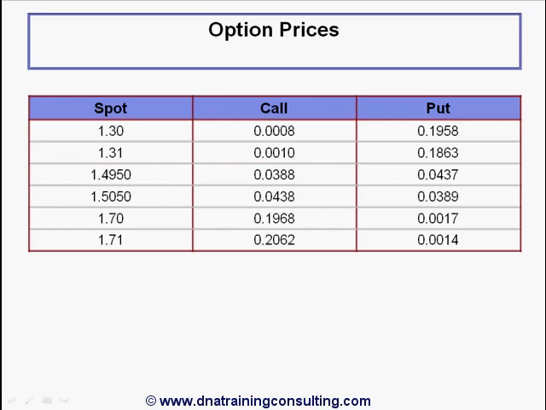For puts, the following can be observed from our table. At 170, the put is deep out of the money and is worth very little, given how unlikely it is that it will be exercised on the expiration date.